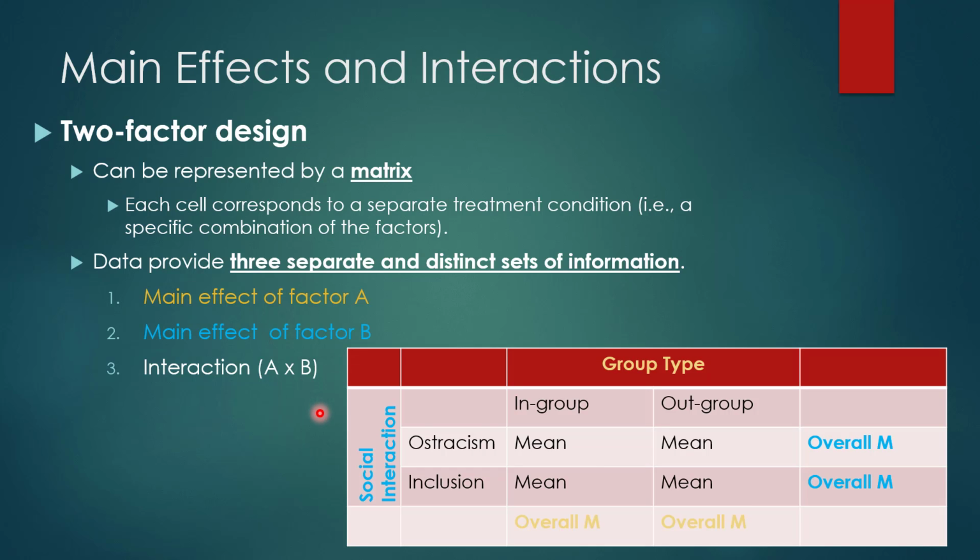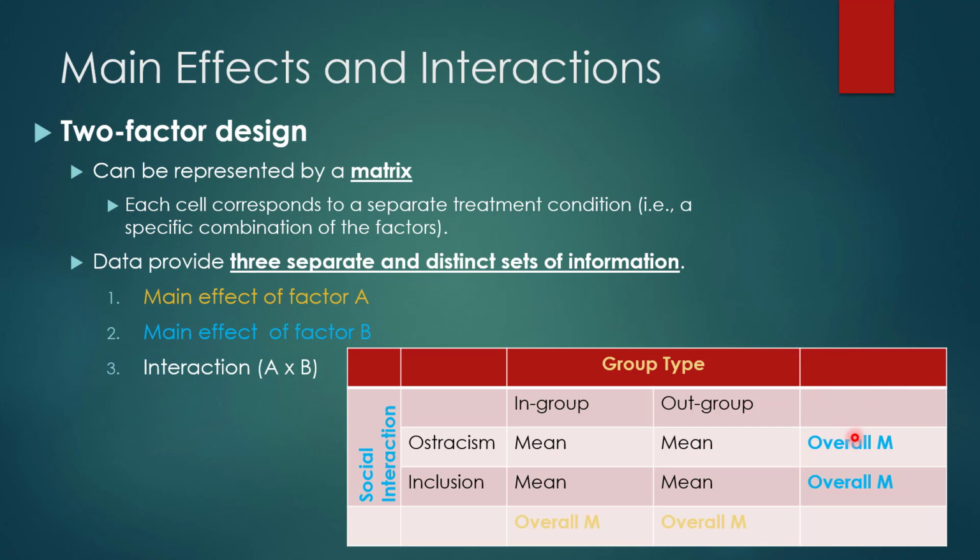And that's shown here, and I've tried to color code it the right way. So here we have group type, which we said was factor A, and that main effect is going to be represented by these overall means. So we'll have a mean for each condition, and then we have a mean just for the in-group, regardless of what type of social interaction they had. We have a mean for the out-group, regardless of what type of social interaction they had. And we compare these two means, our in-group mean to our out-group mean, for our main effect of factor A.